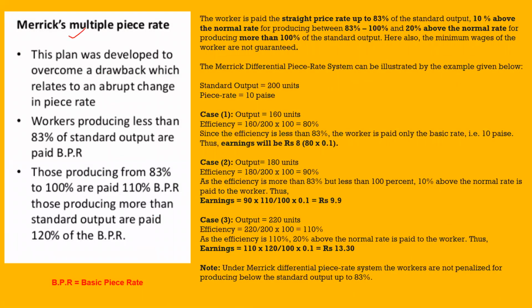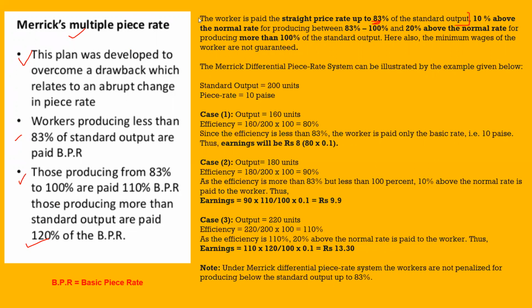Next, Merrick's multiple piece rate system. This plan was developed to overcome a drawback which relates to an abrupt change in piece rate. Workers producing less than 83% of standard output are paid the basic piece rate. Those producing from 83 to 100% are paid 110% of the basic piece rate. Those producing more than standard output are paid 120% of the basic piece rate. The worker is paid the straight piece rate up to 83% of efficiency, the efficiency level of the standard output.